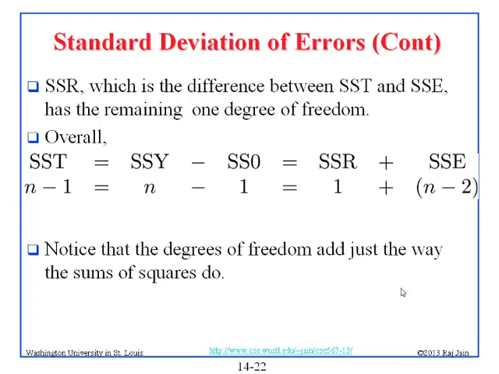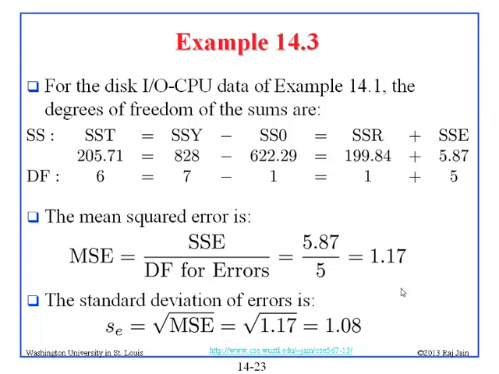The degrees of freedom also add up, and so now when you do the standard deviation of the errors, you don't divide by n minus 1, you divide by n minus 2. There will be other quantities that we will see later on where you divide by n minus 3, and so on. Okay? Alright, so now let's put the degrees of freedom.